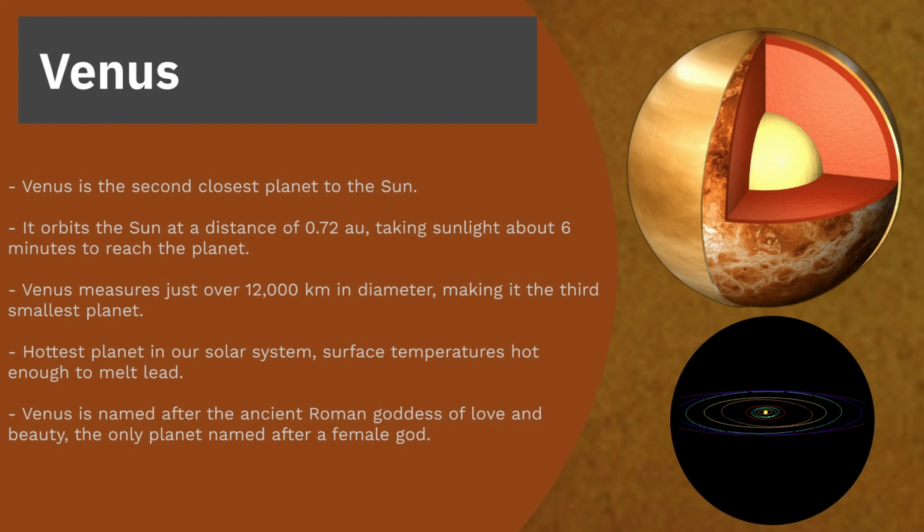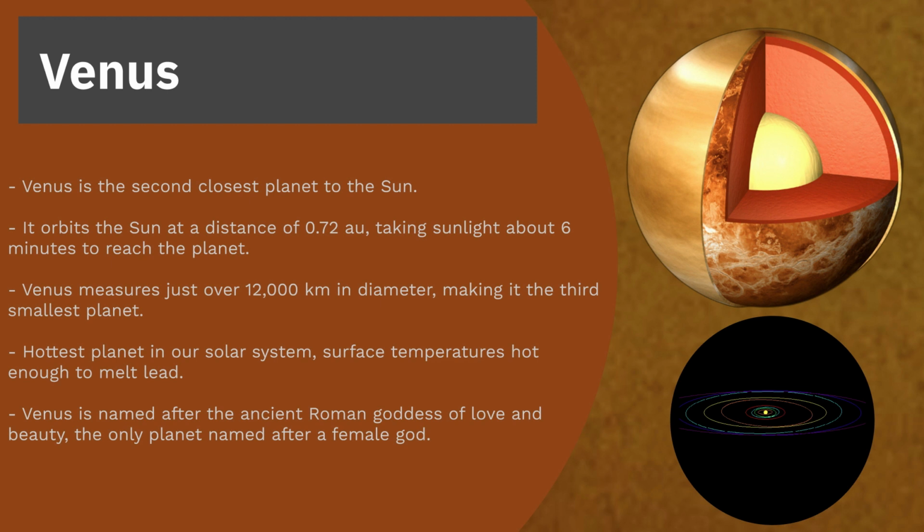Venus. Venus is the second planet from the Sun and orbits from an average distance of 0.72 AU. From this distance, sunlight reaches the planet in about 6 minutes. The planet measures about 12,100 kilometers across, ranking it the third smallest planet and just slightly smaller than Earth. Because of its thick atmosphere, heat is trapped in the planet, making it the hottest in our solar system, with surface temperatures hot enough to melt lead.